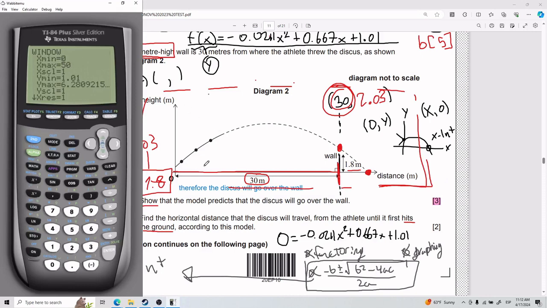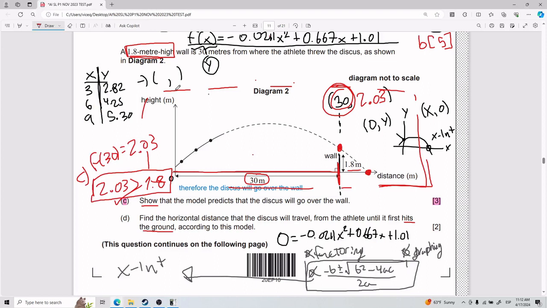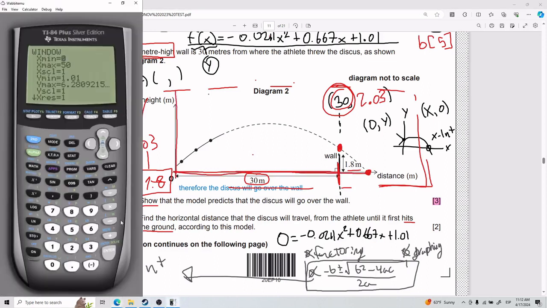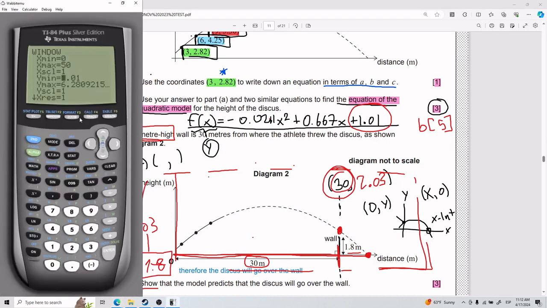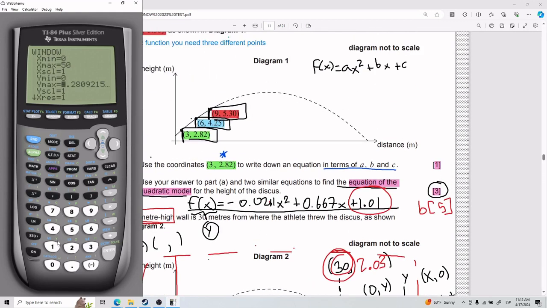Your x minimum should be 0 because you only care from where the athlete throws the disc, okay? Now, thankfully, zoom fit helped me put x at 0. But if it didn't, now you know. You only care about positive values. Y minimum, well, it puts it at 1.01 because that is your y-intercept. But I'm going to put it at 0 just so that it looks pretty. And your y max, well, the 6 looked fine. It looked like where the maximum was. But just to make it look pretty, I'll put 10.